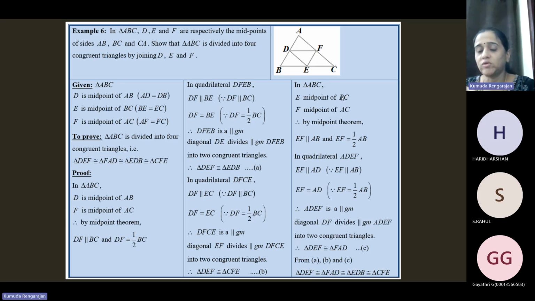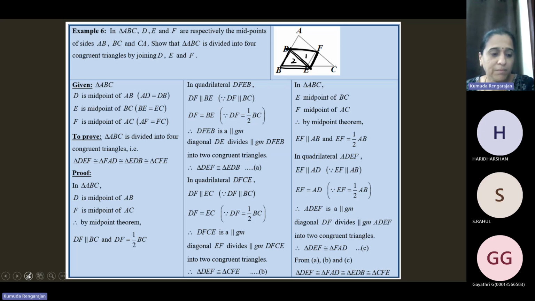So first you use the midpoint theorem to show that these four quadrilaterals are parallelograms. Then once you prove that DBEF is a parallelogram, use the property that the diagonal in a parallelogram divides it into two congruent triangles. You don't have to prove that because the proof will become very lengthy. You can just state the property. So the diagonal DE divides it into two congruent triangles. So triangle 1 is congruent to 2.